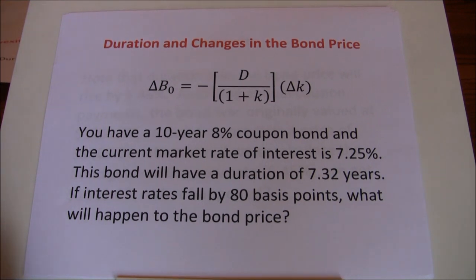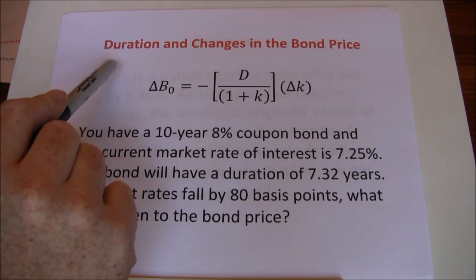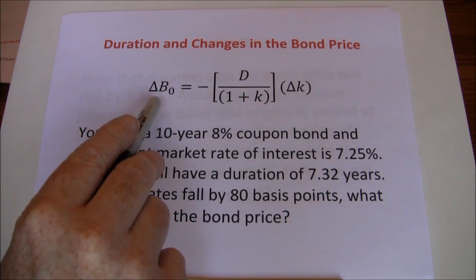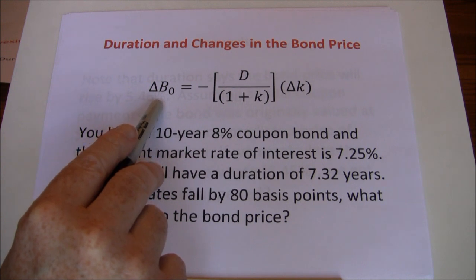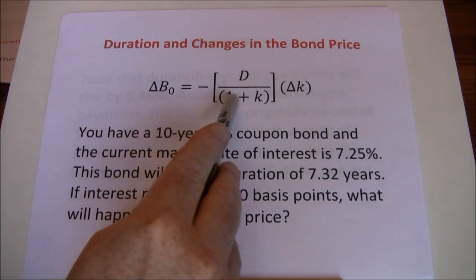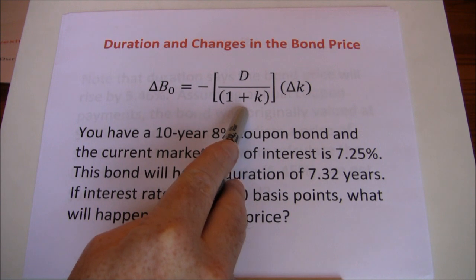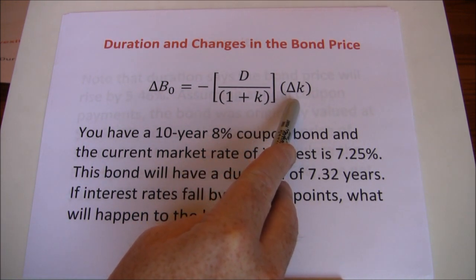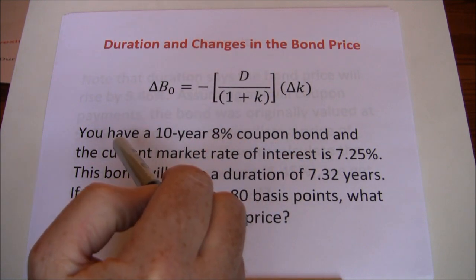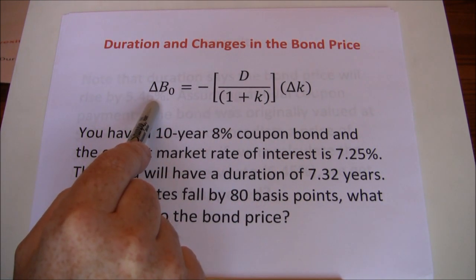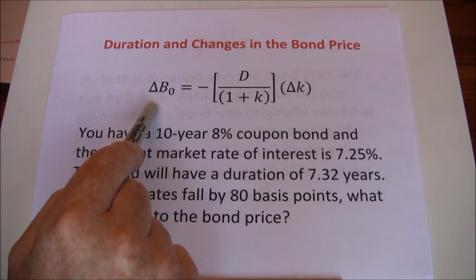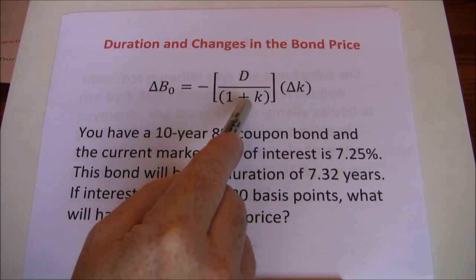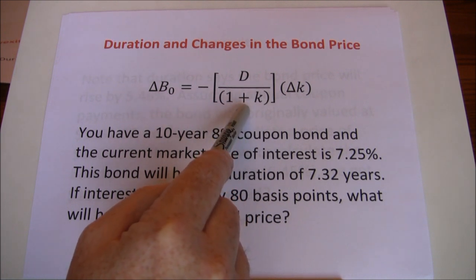First thing we're going to look at is how to use duration to predict changes in bond prices. And so we've got this nice little formula here that says the change in bond price is equal to negative duration divided by 1 plus K times the change in K, where K is the market rate of interest. Now, a couple of quick things on here. First of all, this change in bond price is a percentage change, not a dollar value.